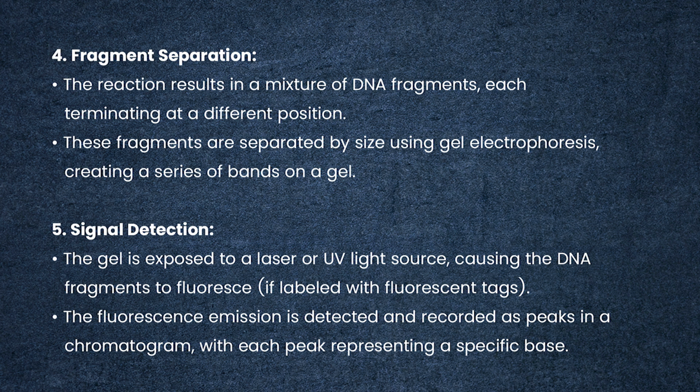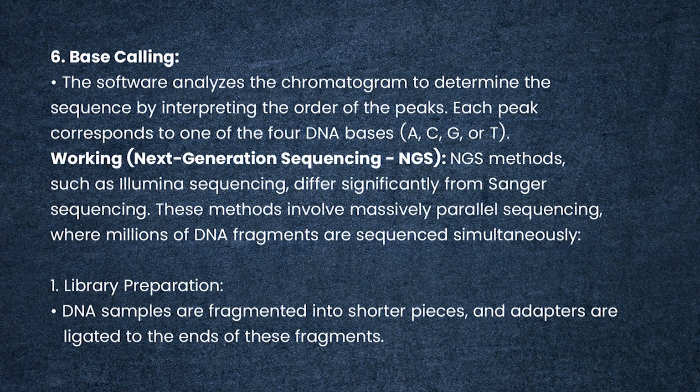This happens if they are labeled with fluorescent tags or any other tags, depending on the type of tagging used in ddNTPs. The fluorescence emission is detected and recorded as peaks in the chromatogram, with each peak representing a specific base, a specific ddNTP. Next is the base calling. The software analyzes the chromatogram to determine the sequence by interpreting the order of the peaks. Each peak corresponds to one of the 4 DNA bases, that is adenine, cytosine, guanine and thymine.